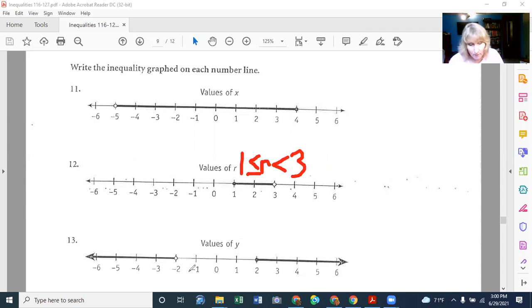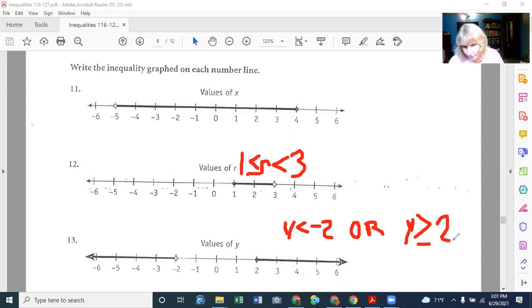Number 13, that's going to be an "or" situation. Whenever you have two lines going in opposite directions, not including all values, that's going to be an "or". So we look at -2, and that's got an open circle, so we know that y is going to be less than -2, or look at the second arrow there. We see a colored-in circle at 2. y is going to be greater than or equal to 2. So that's how you would do that one.